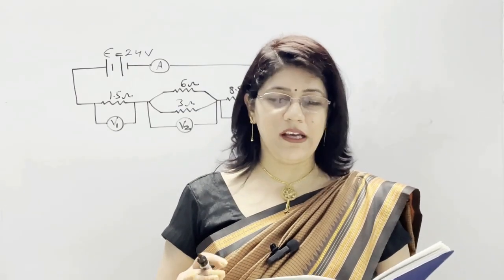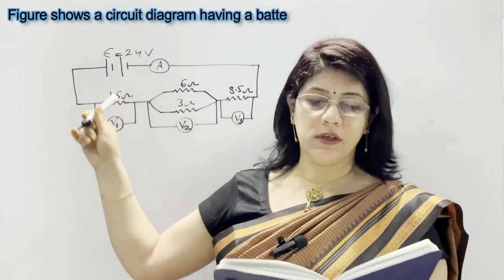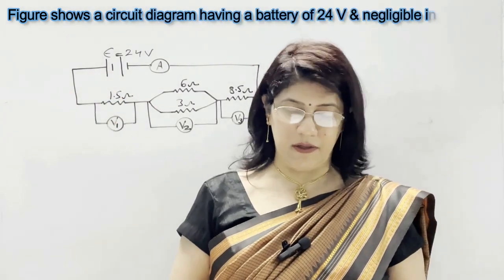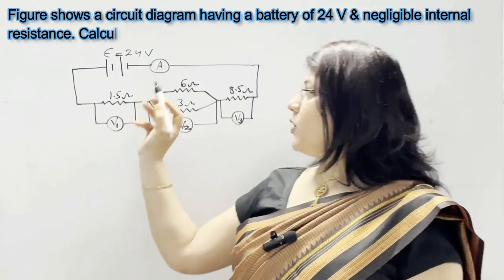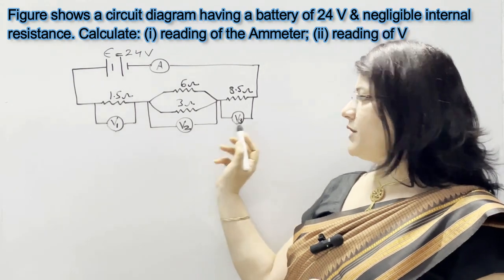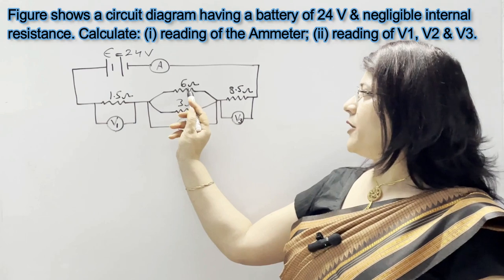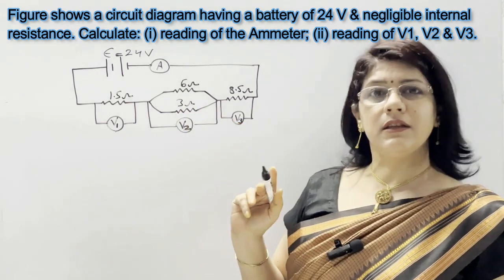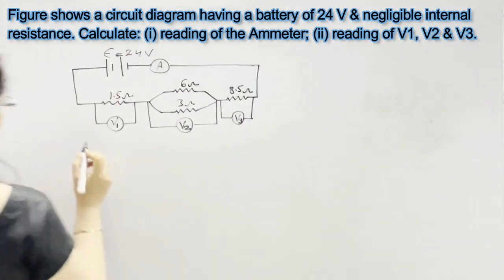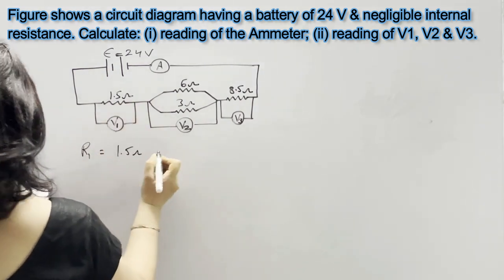Our first numerical is: the figure shows a circuit diagram having a battery of 24 volt and negligible internal resistance. Calculate the reading of this ammeter and, in the second part, the readings of voltmeters V1, V2 and V3. We are assuming that these are resistances R1, R2 as a parallel combination, and then this is R3. So our first resistance R1 is equal to 1.5 ohm.